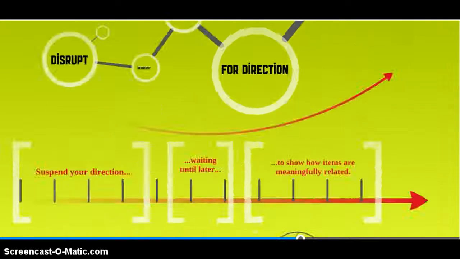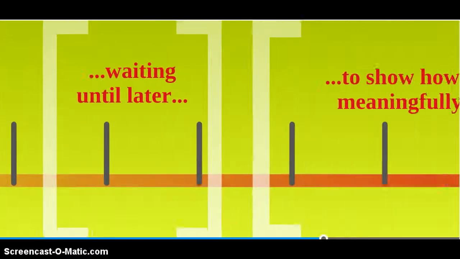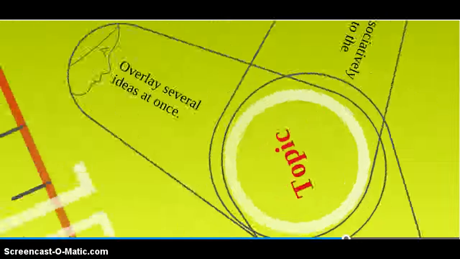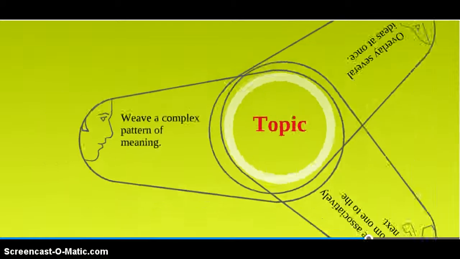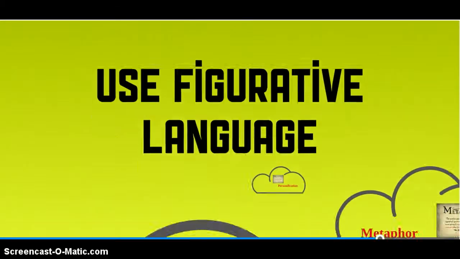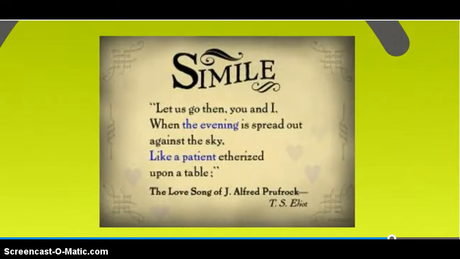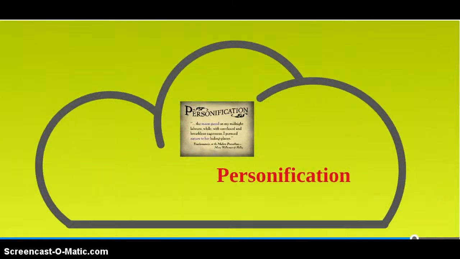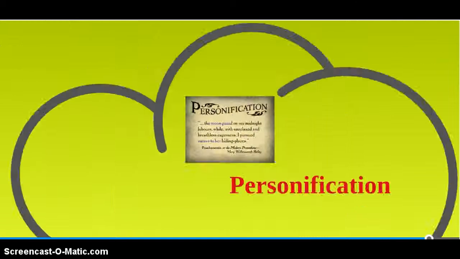There are several strategies for how writers achieve this. Suspending their direction and waiting till later to show how things are related involves overlaying these ideas, moving from one to the next, weaving your complex pattern through the use of things like figurative language, such as similes, comparisons using like or as, metaphors, which are simply a more direct comparison, and personifications, which apply human characters to non-human beings.